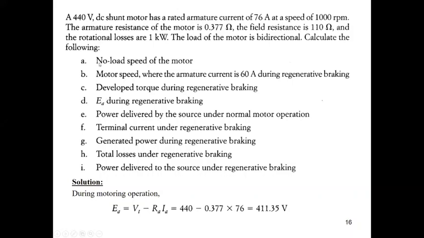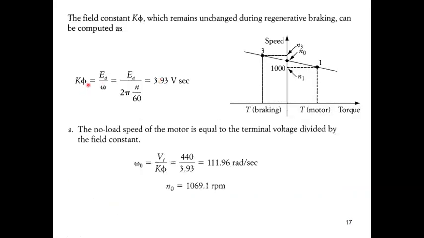First, we need to calculate the no-load speed of the motor. Simply, we can calculate it based on the given data. During operation, we need to calculate first the K phi for full load. So EA, or armature voltage, equals V terminal minus IA RA. So V terminal 440 minus RA multiplied by the full load current. This is the value of EA, and simply we can calculate K phi at the rated speed, E divided by omega, which is 2 pi multiplied by N divided by 60, and N at full load is given. So we can calculate the machine constant.